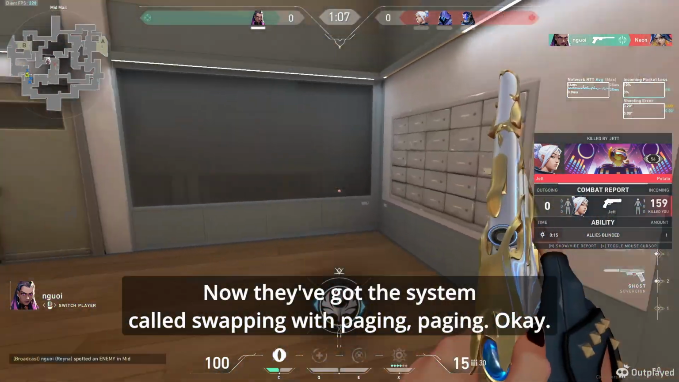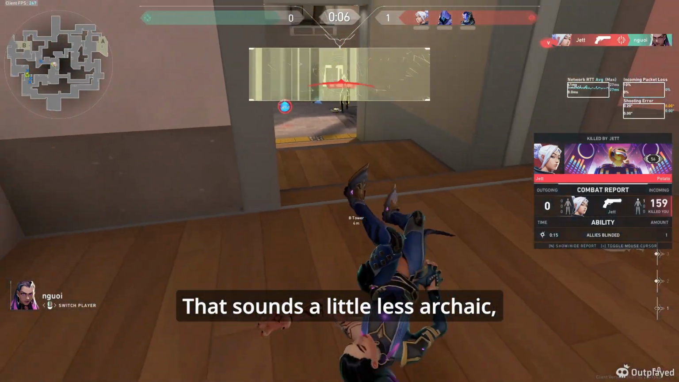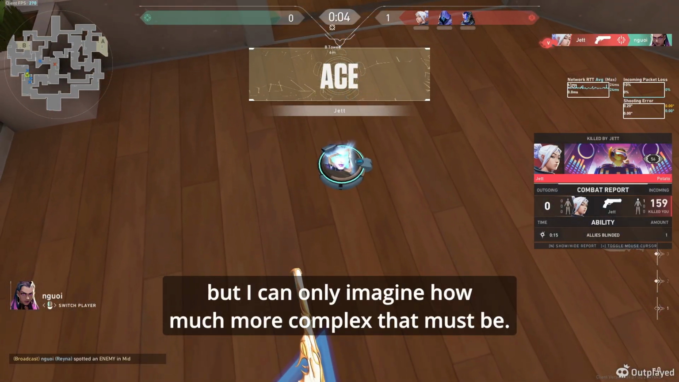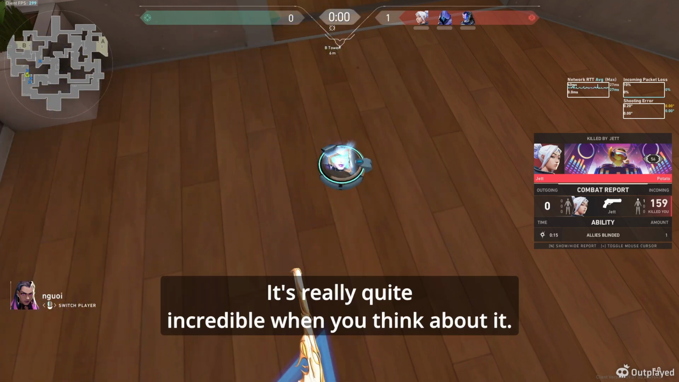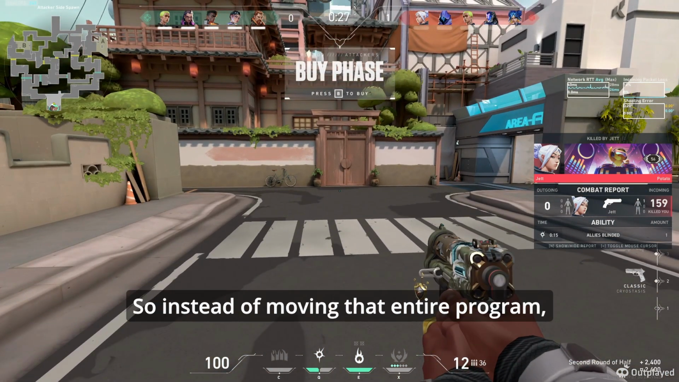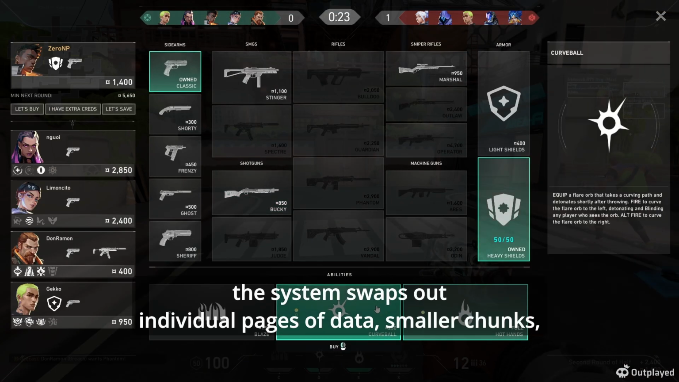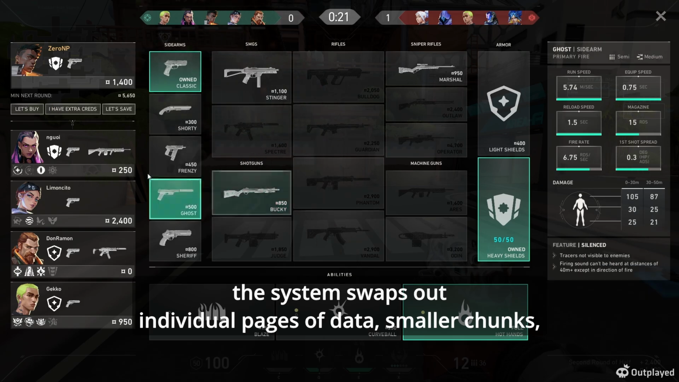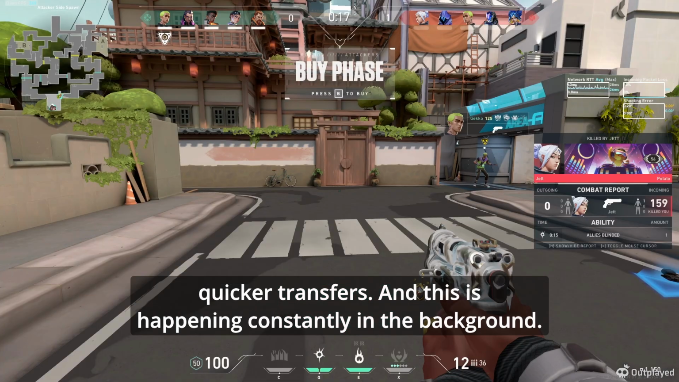They've got the system called swapping with paging. Paging. Okay, that sounds a little less archaic. But I can only imagine how much more complex that must be. How does the system keep track of all those little bits of data? It's really quite incredible when you think about it. So instead of moving that entire program, the system swaps out individual pages of data, smaller chunks, quicker transfers. And this is happening constantly in the background.